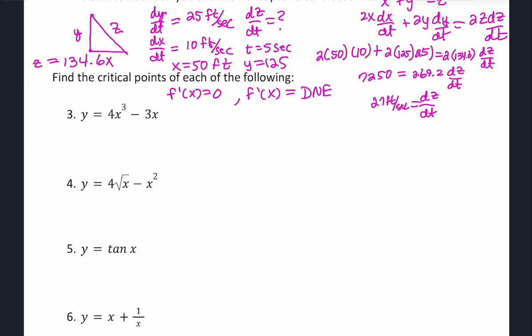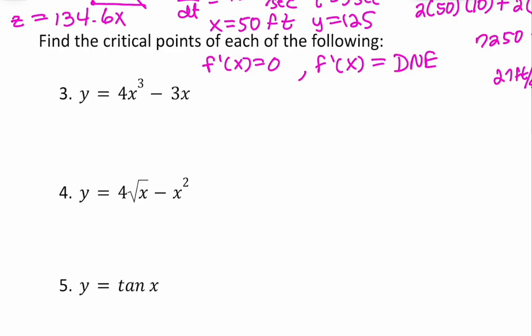Okay. So the first step in all these, we just have to do the derivative. So let's start with number 3. The derivative of that is 12x squared minus 3. We know how to do that derivative. That's not a hard derivative. Now that derivative exists for all real numbers, so there's no problems with it not existing. It's a quadratic, so it exists everywhere. But we do have to worry about where that is equal to 0.